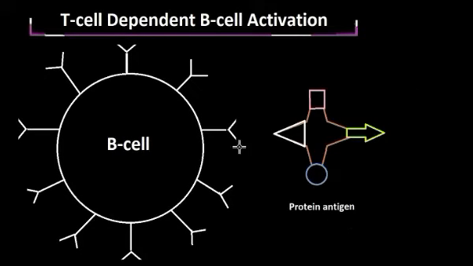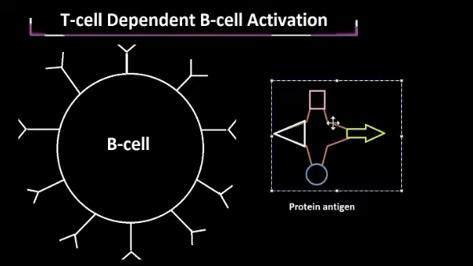Here we have our protein antigen, and the different shapes represent the different epitopes that the protein antigen will have. An epitope is a specific area of the antigen that can be bound to. And protein antigens have a lot of different epitopes. And in this image, each different shape represents a different epitope.